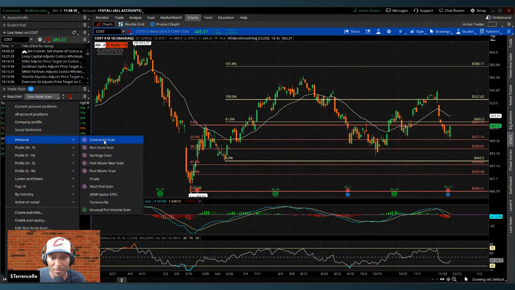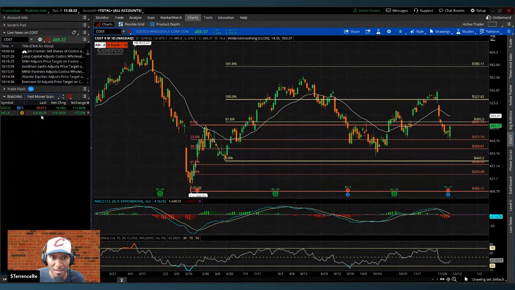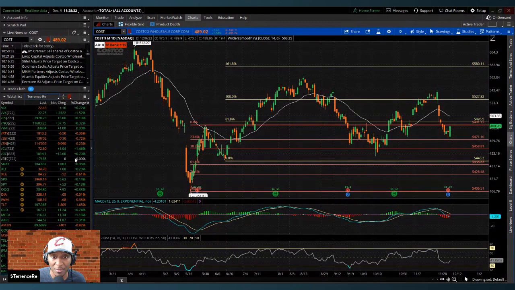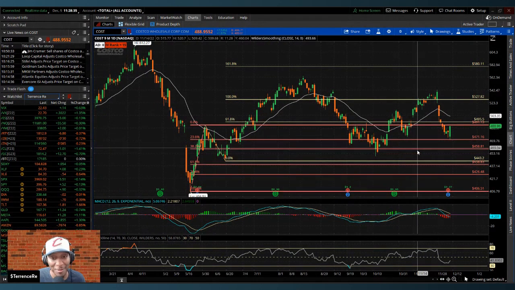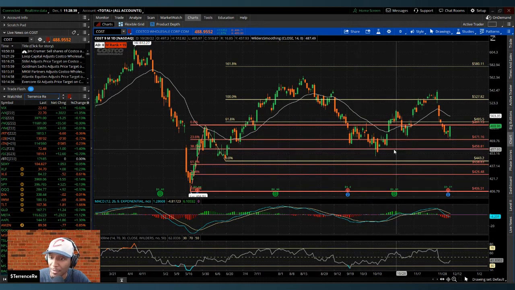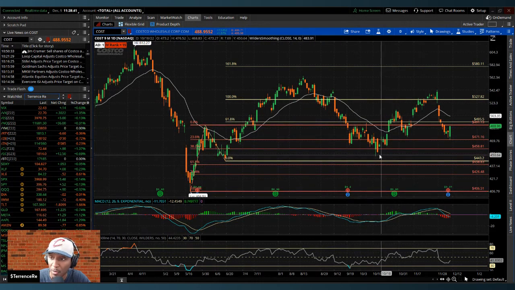I got another scan right here, my fast mover scan. Look, Netflix and Docu are here. So sometimes I come on here, click on the scan, look at it, and then I come on and do a video. And sometimes I already had this stuff marked up because I'm always looking at charts, always. So that's mainly how I trade or invest.